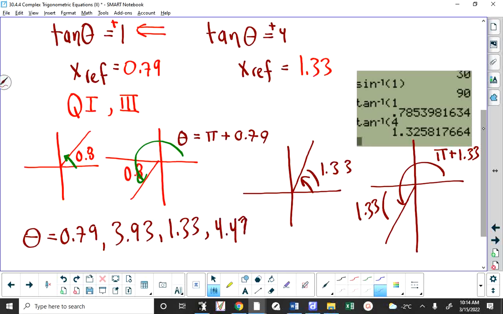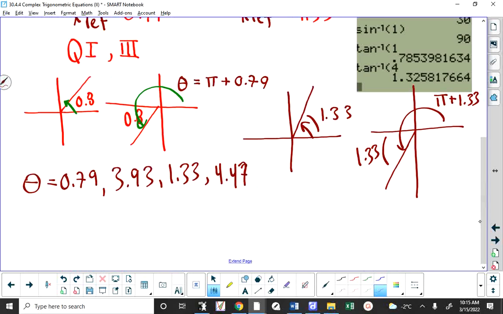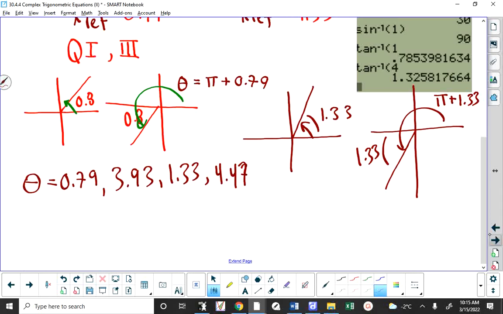Let's just double check the domain of this question. 0 to 2 pi, we're done. One final question. How's the pace today? Okay.